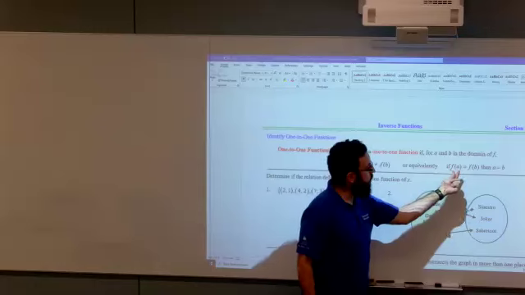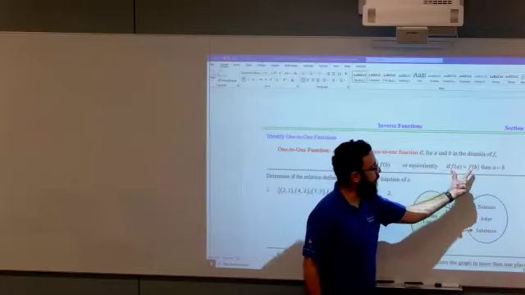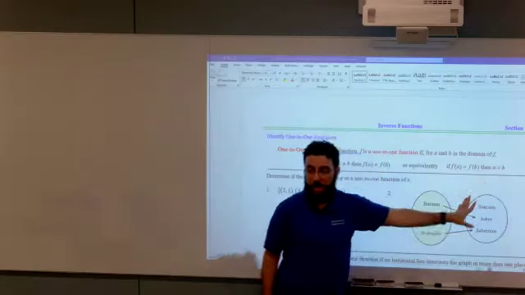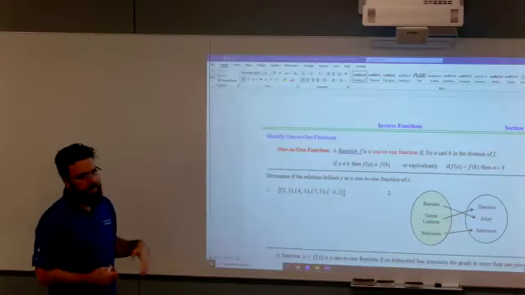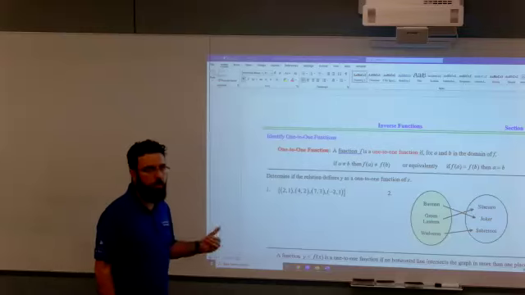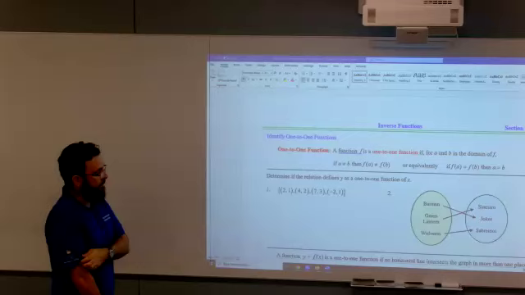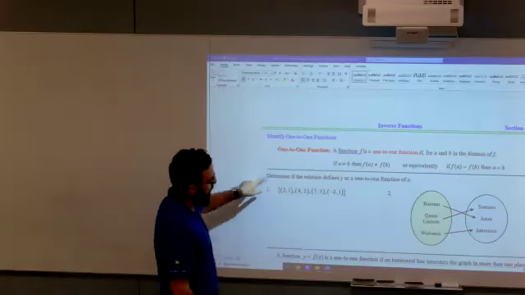Or you can say if you take f of a and f of b from the range, then a should be equal to b. We're gonna do that with numbers, how to use it if they give you two functions and you need to prove that the functions are one-to-one. But with a graph, how are we gonna do that if we have a graph like this one?